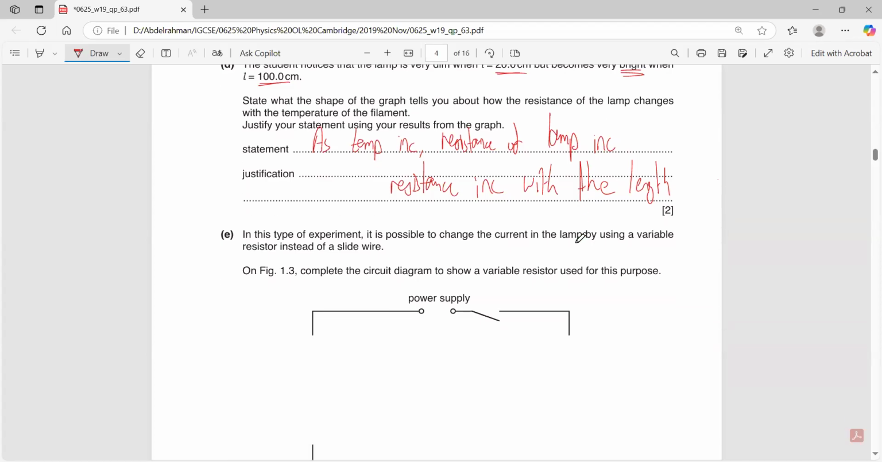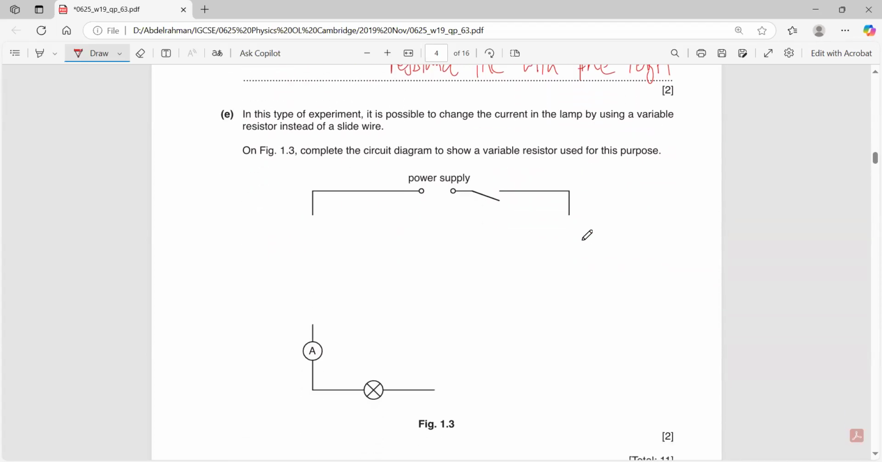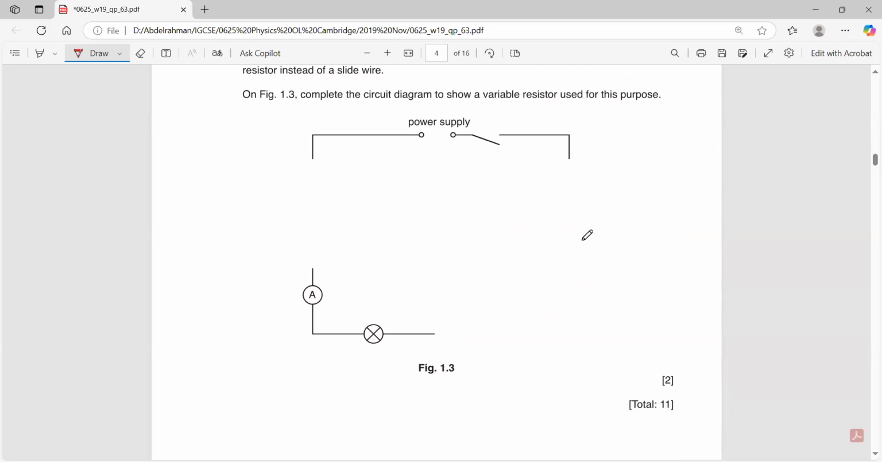In this experiment, it is possible to change the current using a variable resistor. On figure 1.3, complete the diagram to show a variable resistor. Can I just draw a variable resistor? Yes, I can. For example, if you want to draw the variable resistor at this point, this is the variable resistor. What about the remaining graph? I should just complete it this way. That's all you need to do.